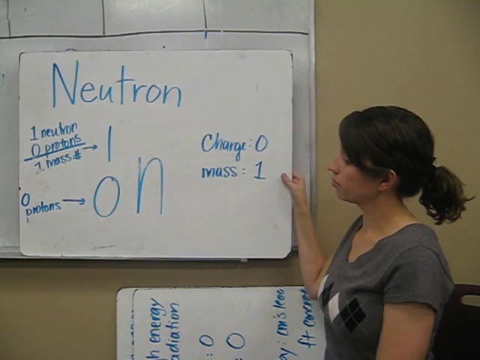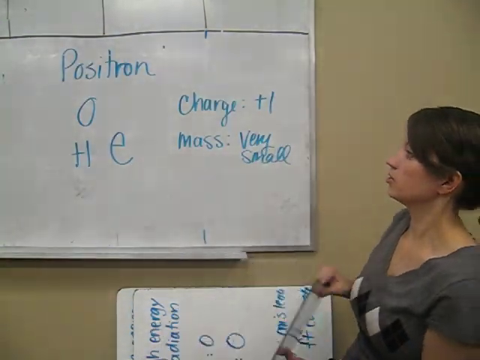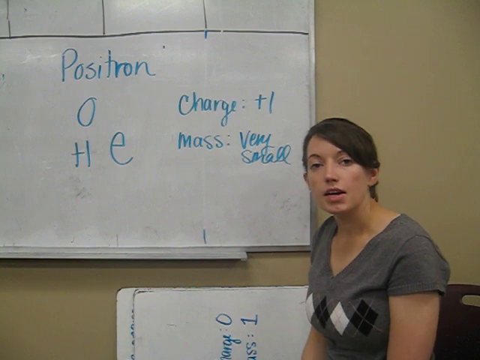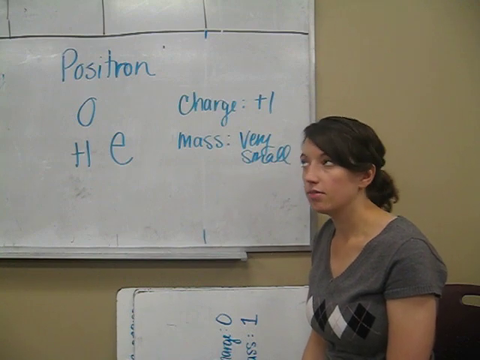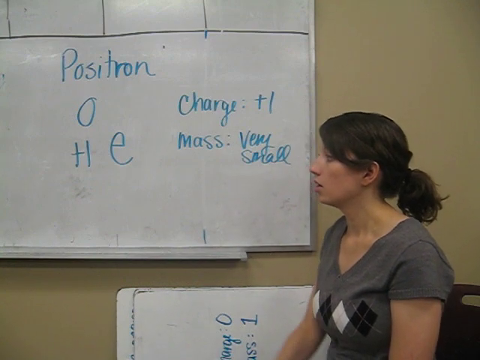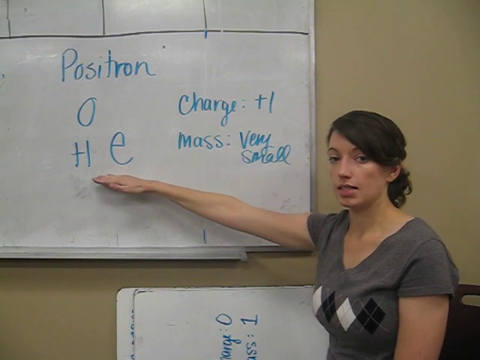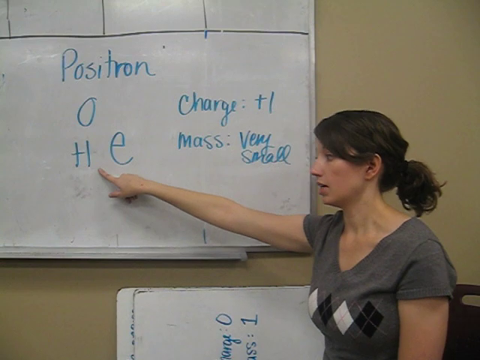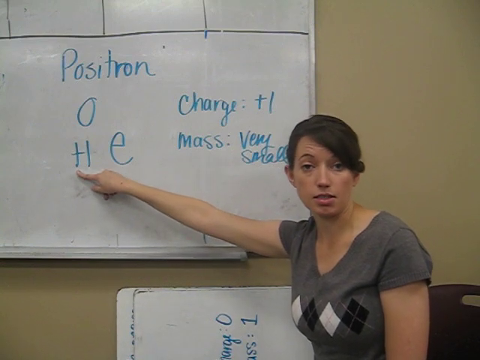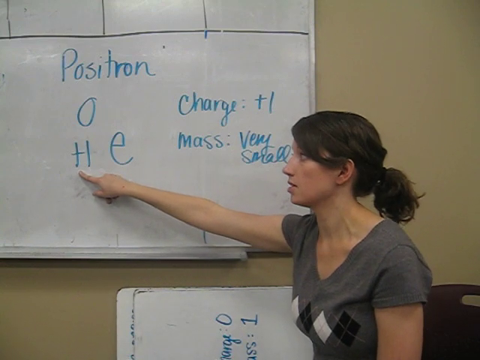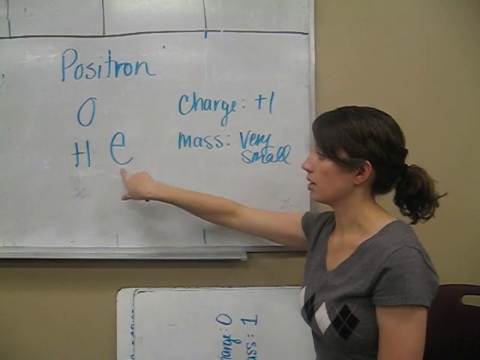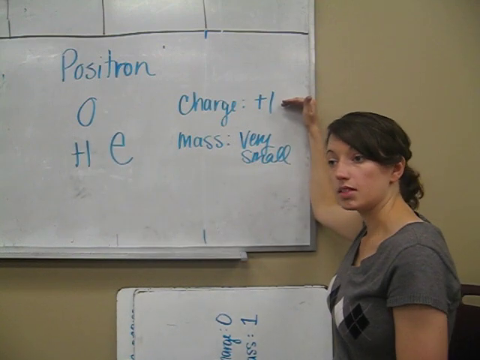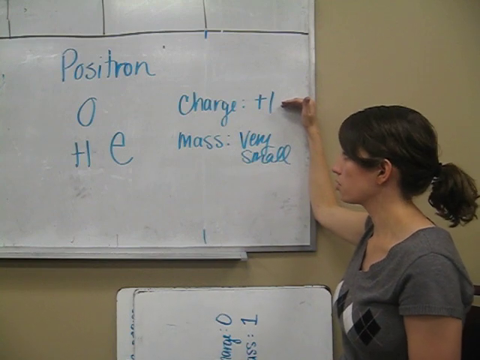The final particle is the positron. The positron is a positive electron. We symbolize it just like we symbolize the electron, except instead of a -1, we put a +1 here for the atomic number because it's positive. It's just like an electron, only it's positive. 0, +1, e. The charge is +1. It's a positive electron, so it will have a charge of +1.